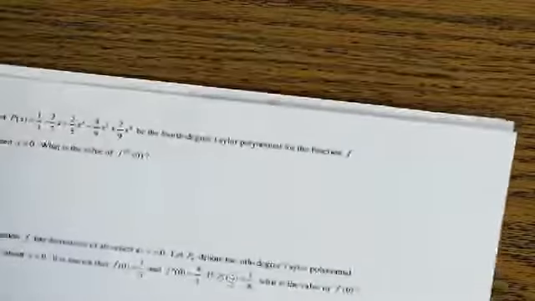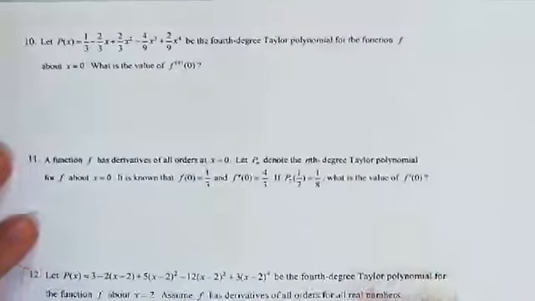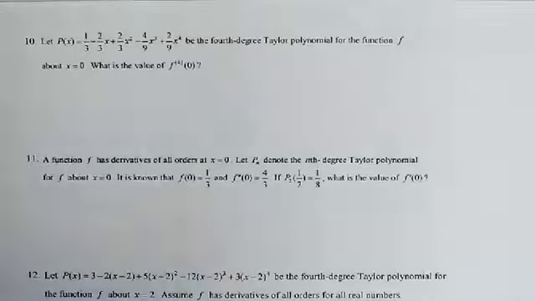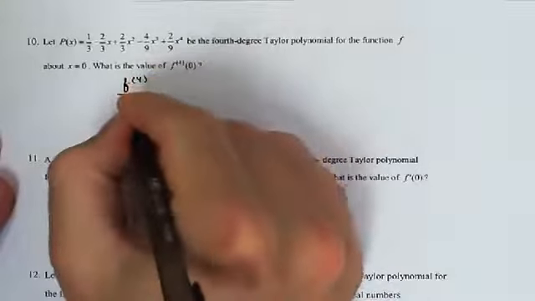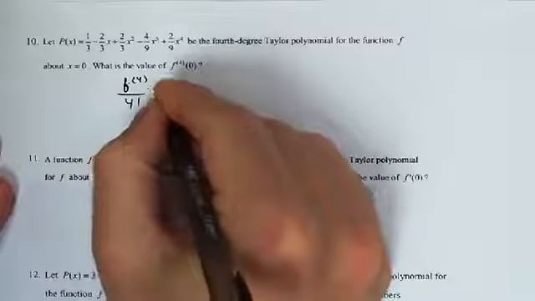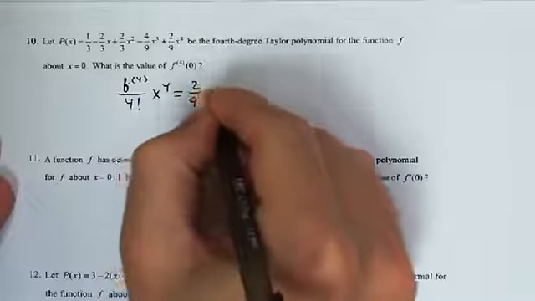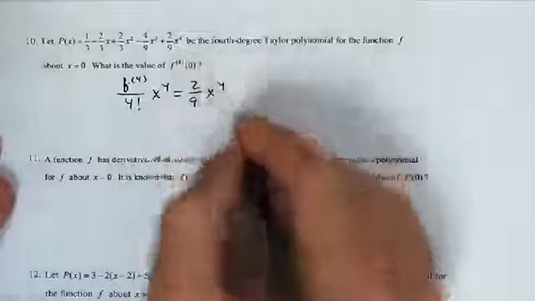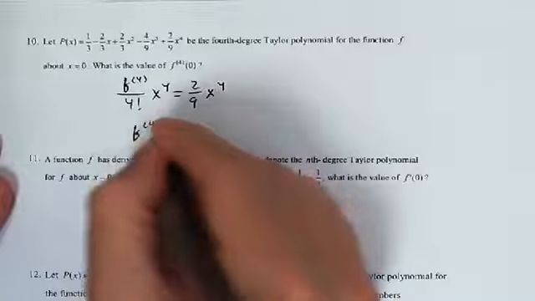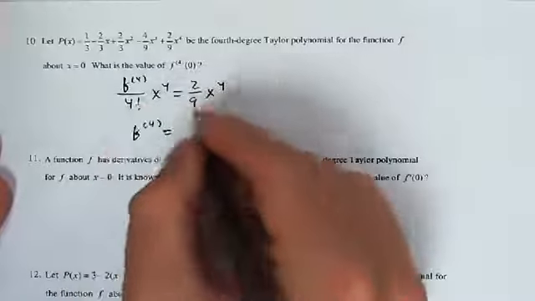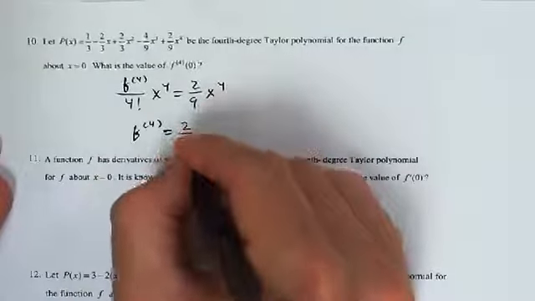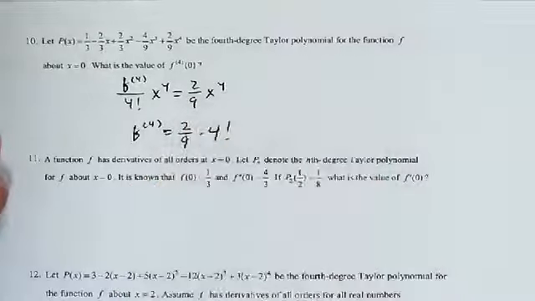Okay. Let p be the fourth degree polynomial for f around x equals 0. What is f's fourth derivative at 0? Okay, this is the exact same problem I did before. So f's fourth derivative divided by 4 factorial times x to the 4 is equal to 2/9 of x to the 4. Ignore the x to the 4s. I'm going to say f's fourth derivative is equal to 2/9 of 4 factorial.